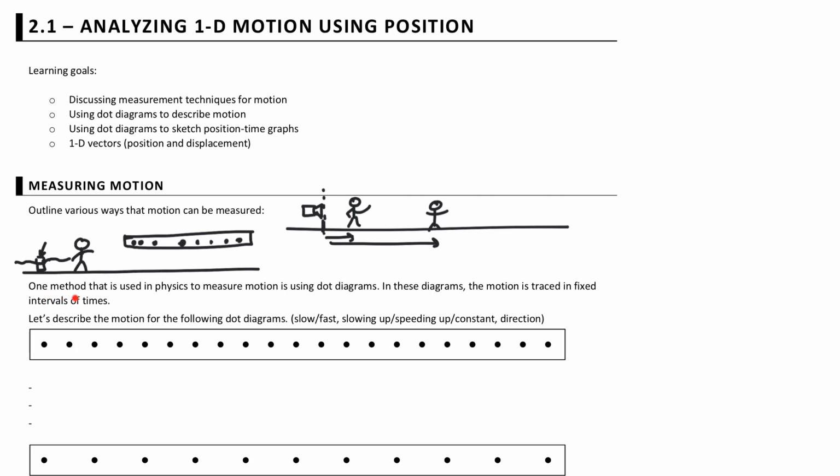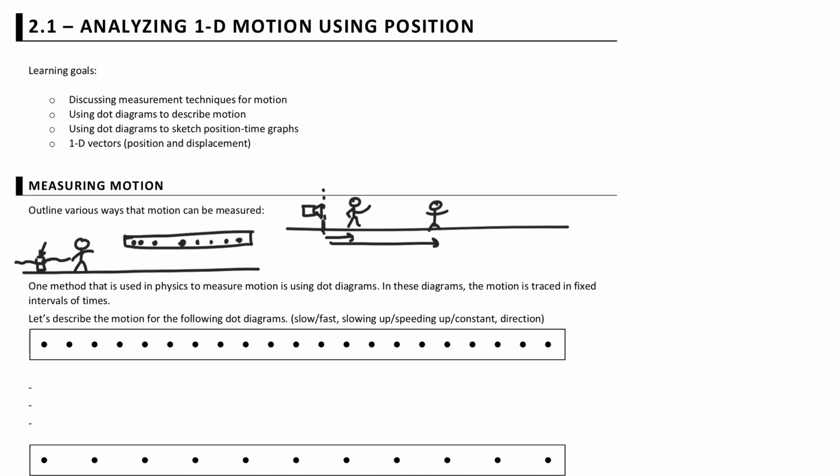So one method that is used in physics to measure motion is using dot diagrams, and they're produced with this idea of the ticker timer, where the ticker timer keeps punching holes on the paper every equal time interval. So it could be 1 second, it could be 0.5 seconds, it all depends. In these diagrams, the motion is traced in fixed intervals of time.